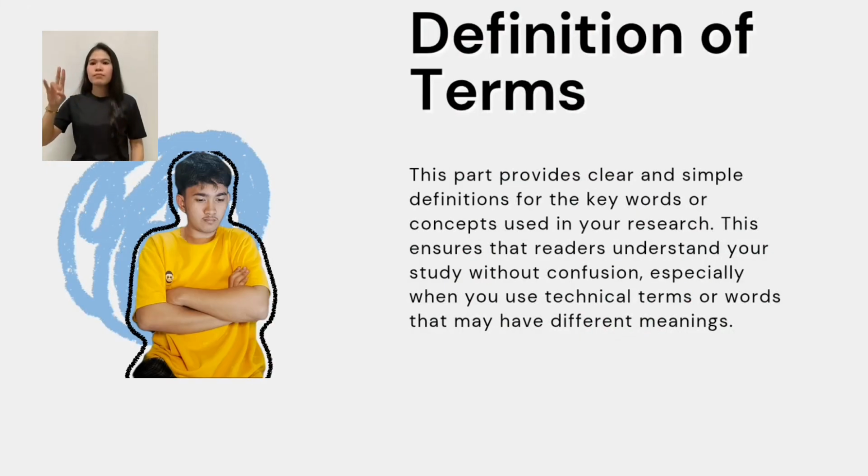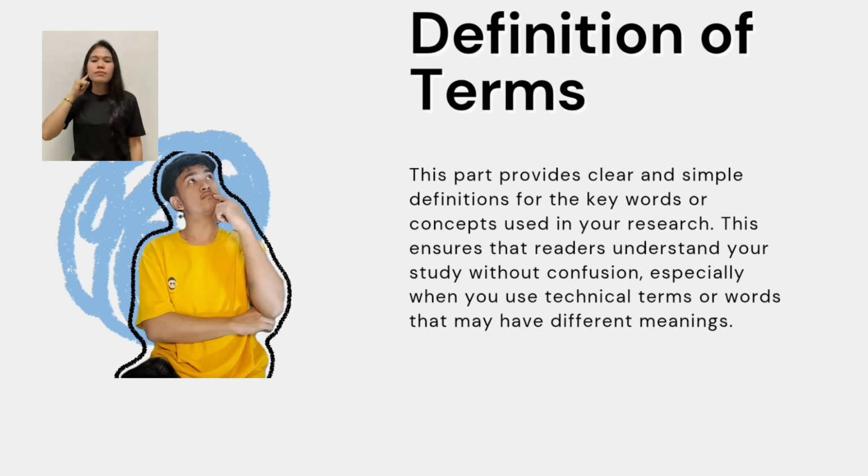And lastly, definition of terms. This part provides clear and simple definition for keywords or concept used in your research. This ensures that readers understand your study without confusion, especially when you use technical terms or words that may have different meanings. And that's it everyone, now you know what is inside the chapter 1 of your research paper.